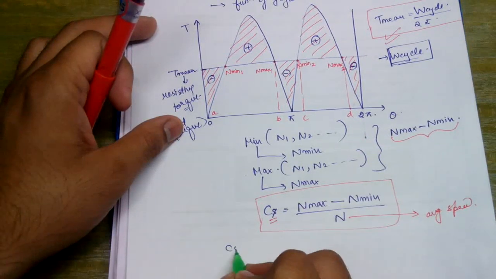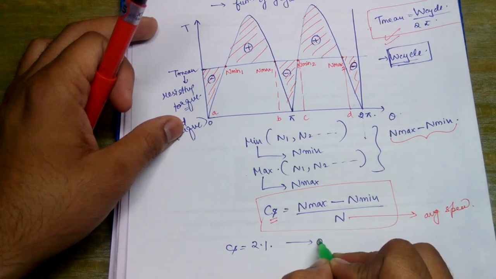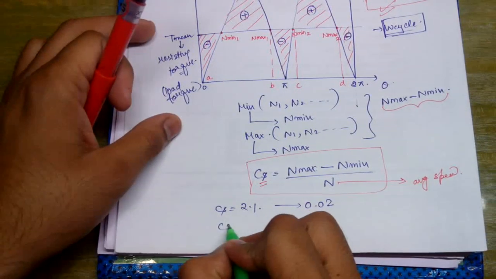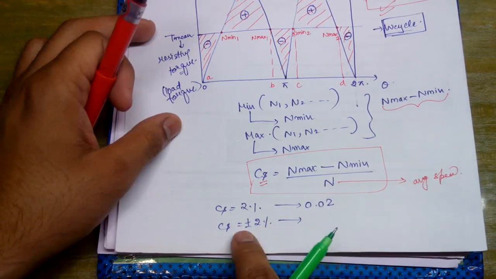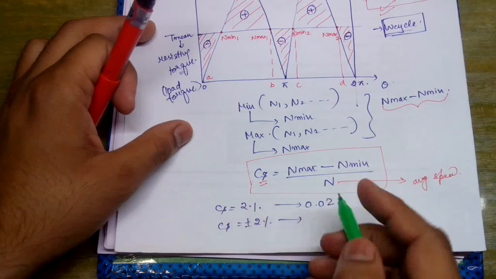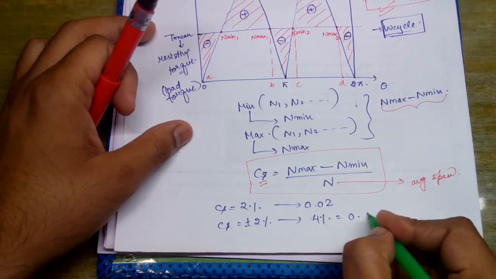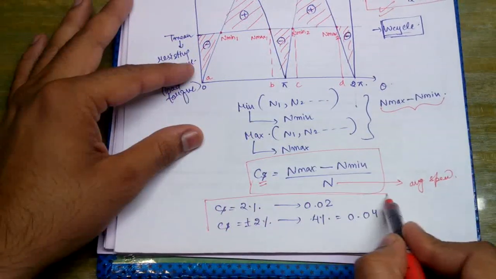For example, we have been given Cs equals 2%. It simply means the value is 0.02. But for example, if we have been given Cs equals plus minus 2%, since it is plus minus 2, we will multiply this value by 2. Hence it becomes 4%, and this is written as 0.04. So we have to remember this.